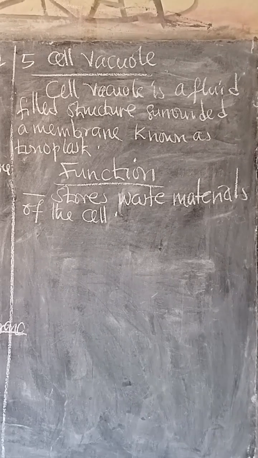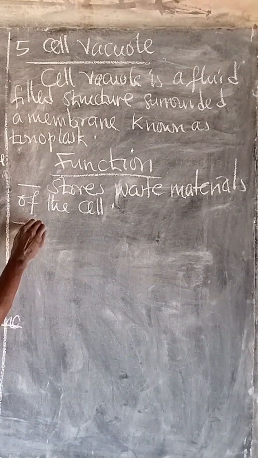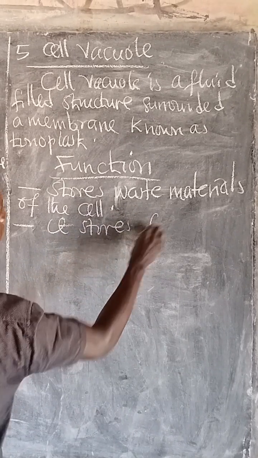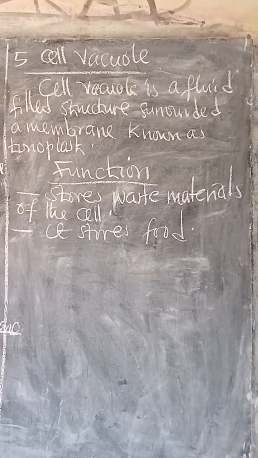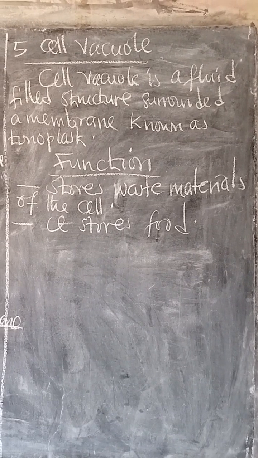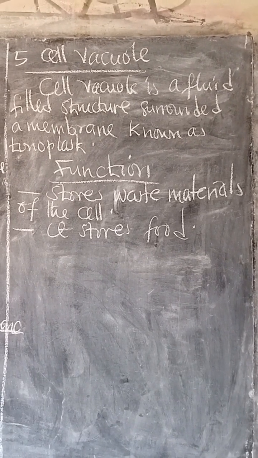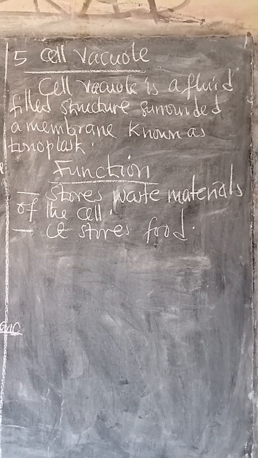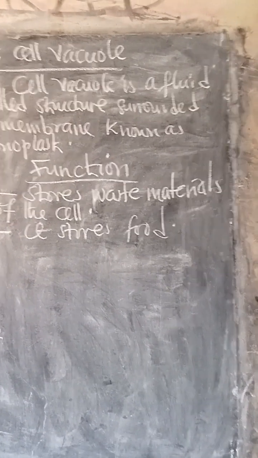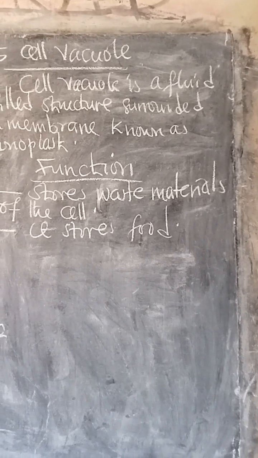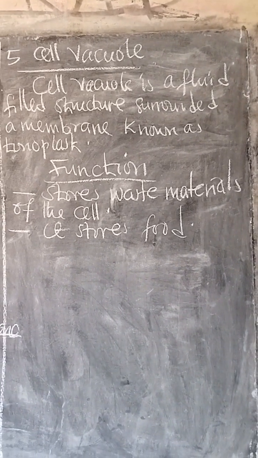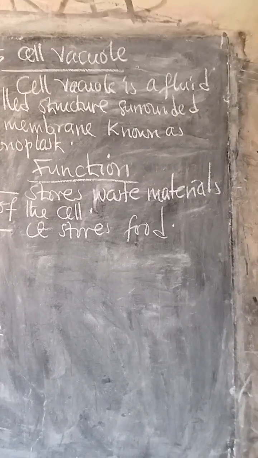Secondly, it is a temporary food storage. It stores food, especially the vacuole of the plant cell. It is large and it temporarily stores food for the plant, especially after photosynthesis. The food can be temporarily stored in the vacuole before it is disseminated to different parts of the plant for utilization, which is one of the importances of the vacuole of the cell.